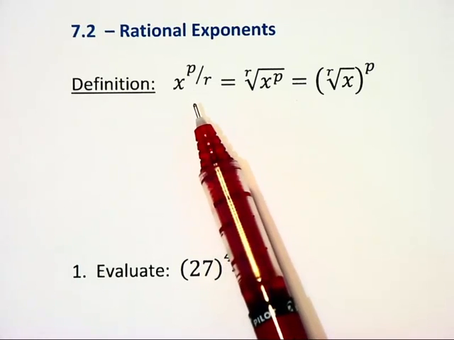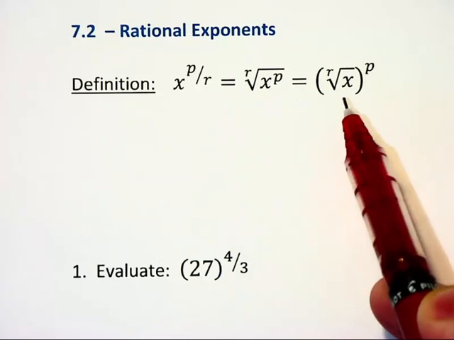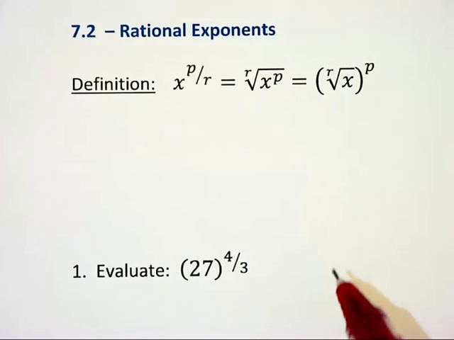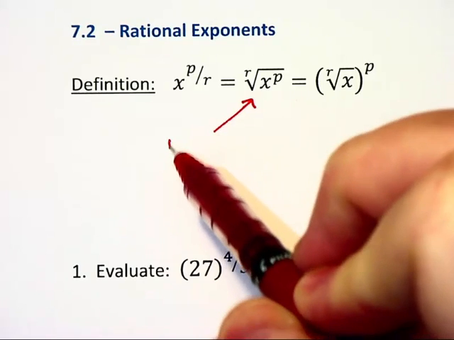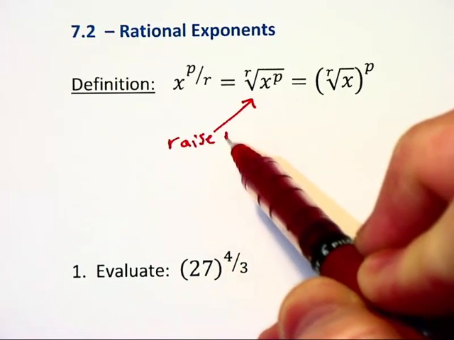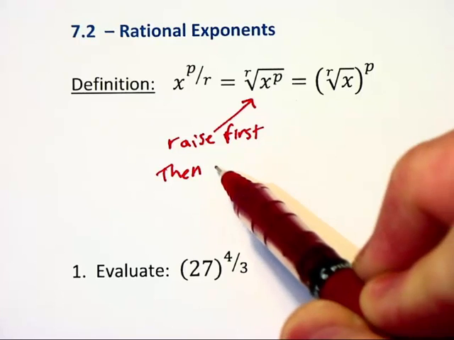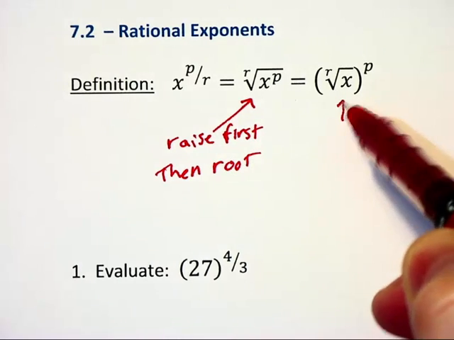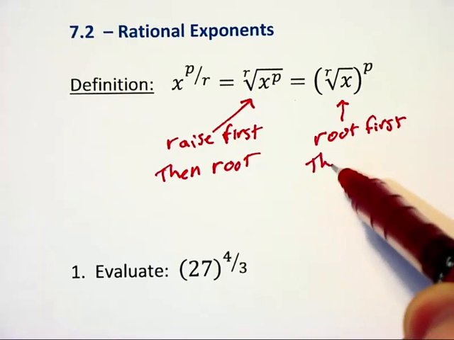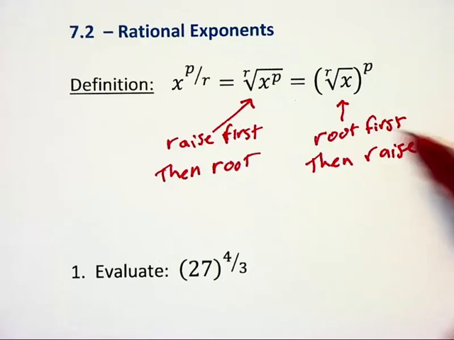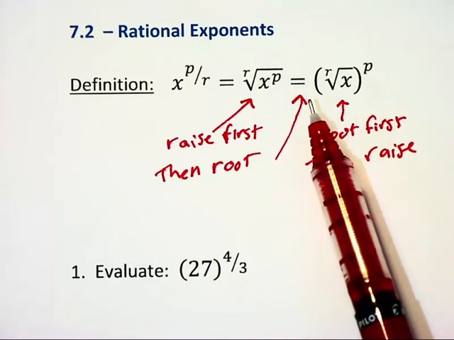Now, this fractional exponent can either be said to be the rth root of x to the p, or the rth root of x raised again to the p. Now you look at that and you go, okay, what does that mean? Well, basically, this first one says that you can raise the value of x to a power, so I'll say raise first, then you can take the value you have and then root it. Or the second one says that you can root first and then you can raise it to a power. Now, you have an equal sign between these two, which says you're going to get the same result either way.